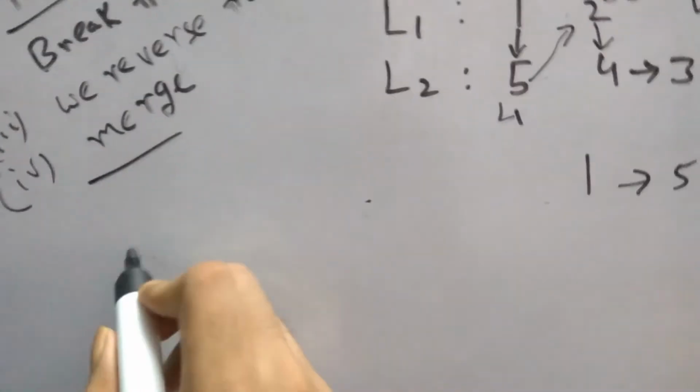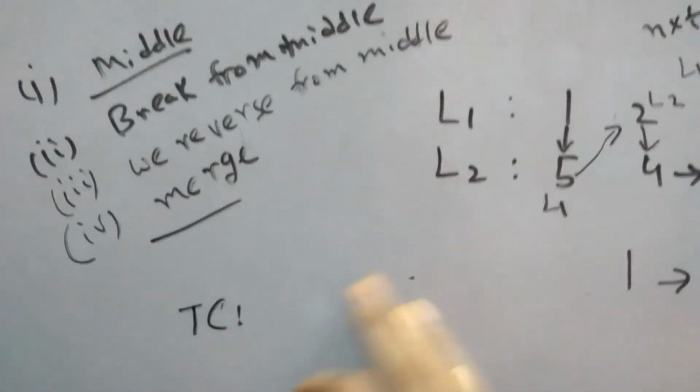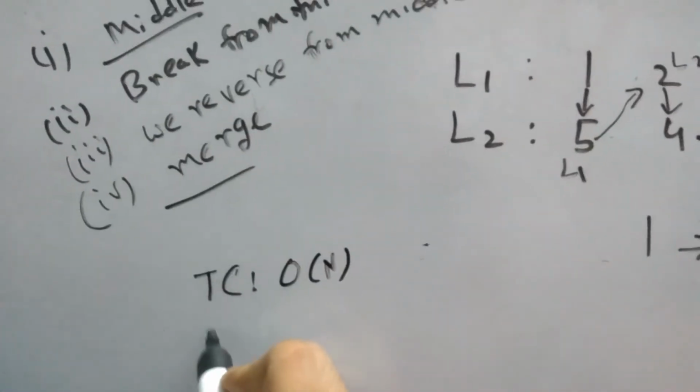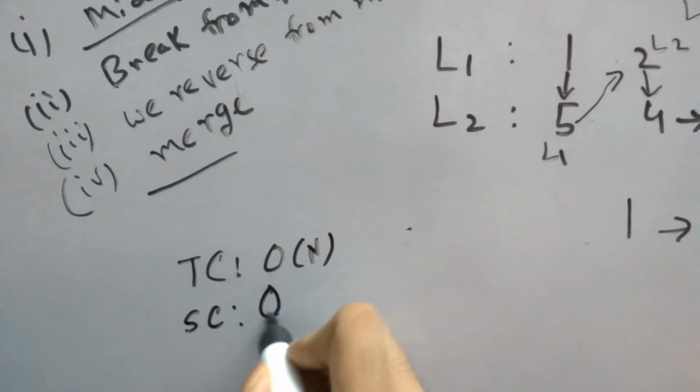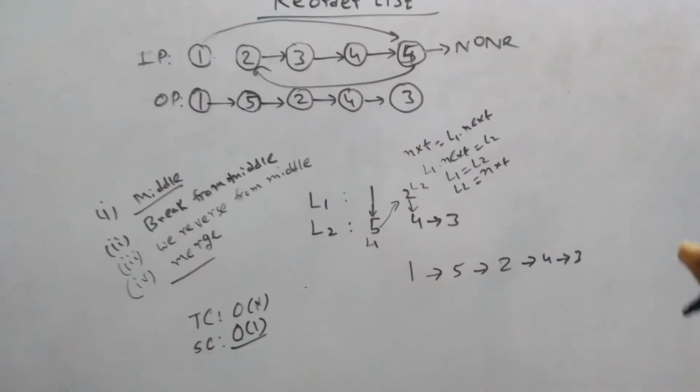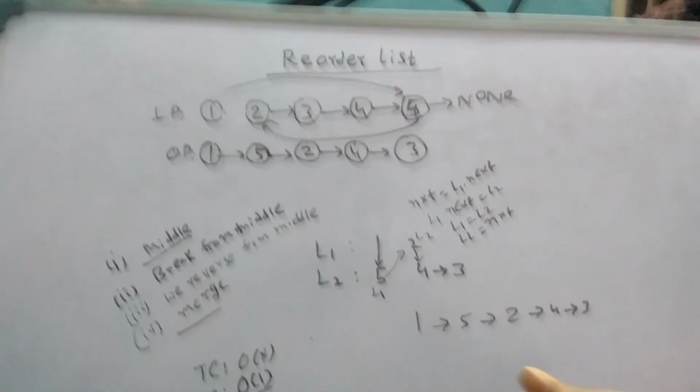What is the time complexity of this algorithm? We are just doing linear time traversal, so the time complexity is big O of n, and the space complexity is big O of 1, because we are not using any extra space. So that is how our algorithm pans out. Now let's go to the code editor and see how we can code this algorithm.